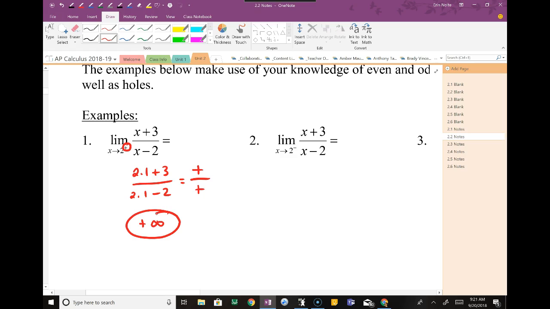Okay. Let me show you what it looks like if you're going to get negative infinity. For question number 2, I'm going to plug in a value slightly less than 2. Give me a value slightly less than 2. 1.9. If I plug 1.9 in, would I get a positive or a negative on the top? Positive. What would happen on the bottom? Negative. If I have a positive over a negative, where is this function going to? Negative infinity. Do we understand how to decipher between the two?